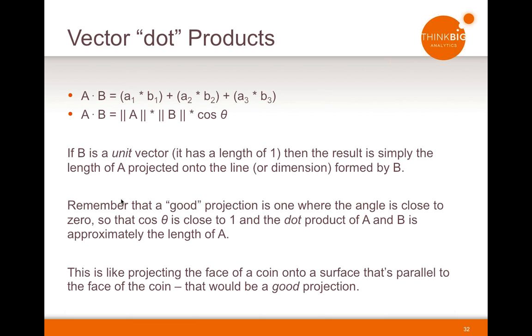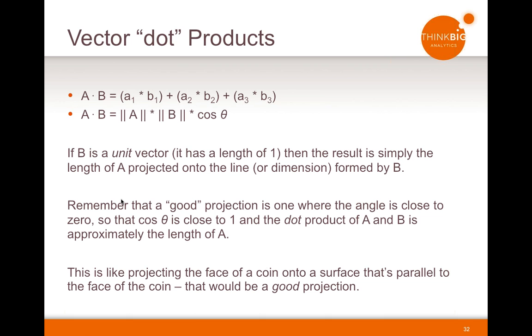So again, we talked about good perspectives or good projections and bad projections. Remember that a good projection is going to be one where the angle is so close to 0 that the cosine of theta is 1. In that case, the dot product of A and B is just going to be the length of A.